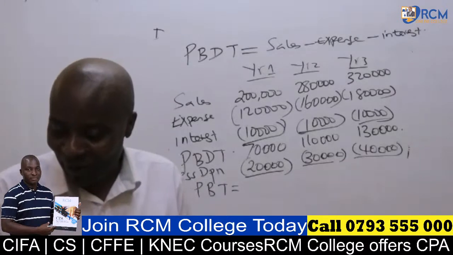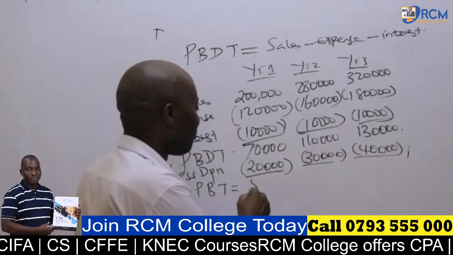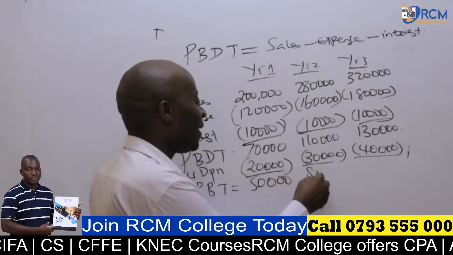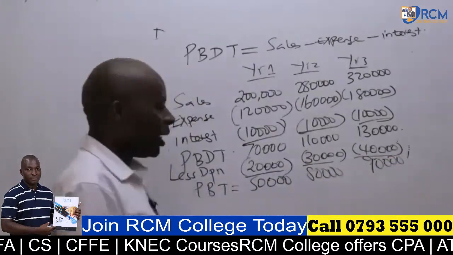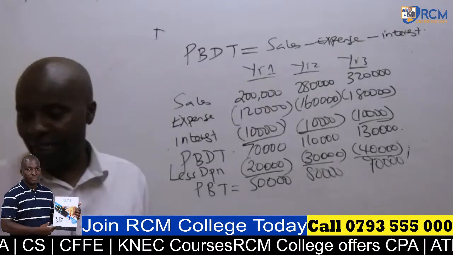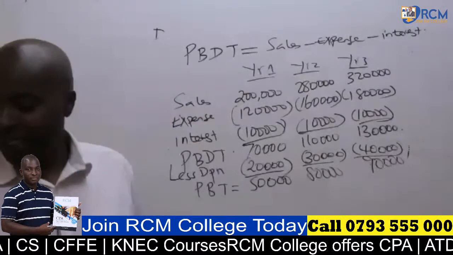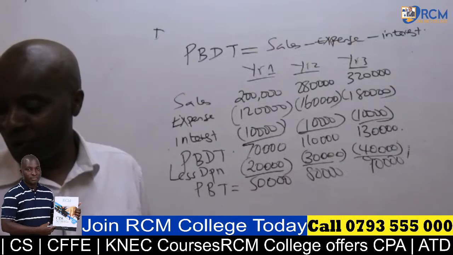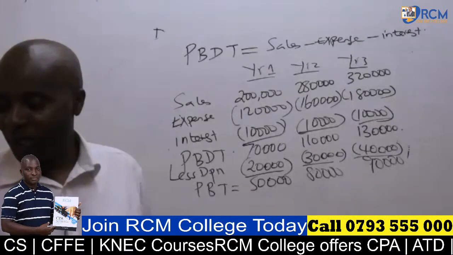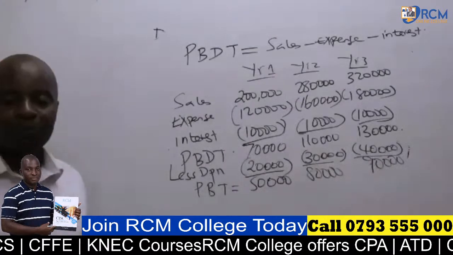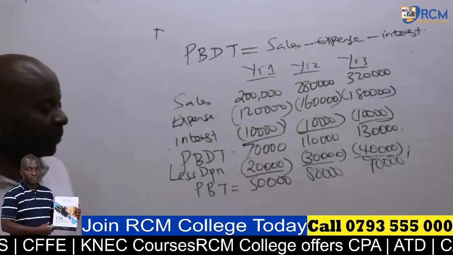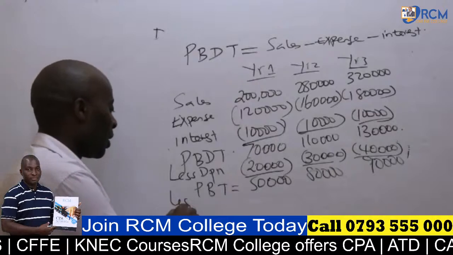So I'm being told here 50,000, 80,000, and then 90,000, like that. Now, having gotten profit before tax, ladies and gentlemen, very fast, I know what I should do. The next thing here will be to share this with the taxman. So less taxation.